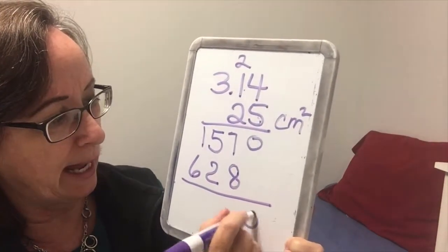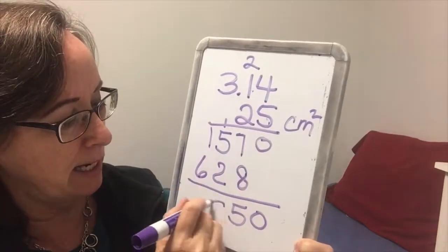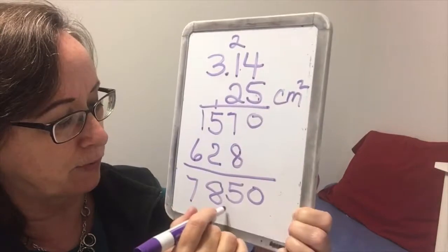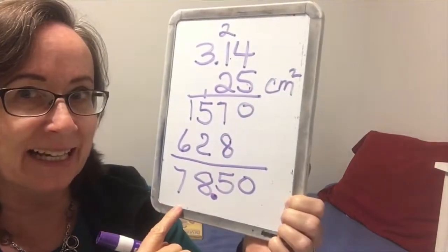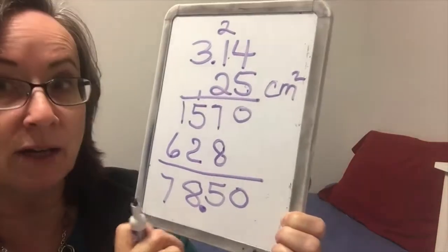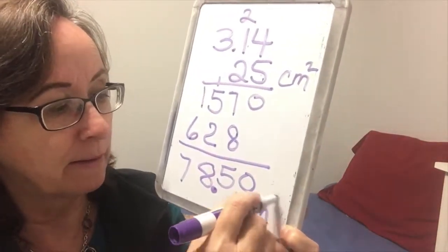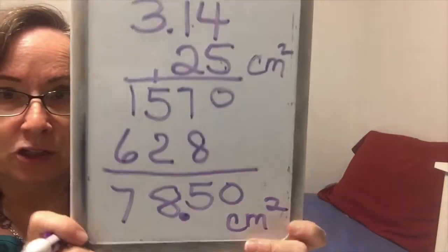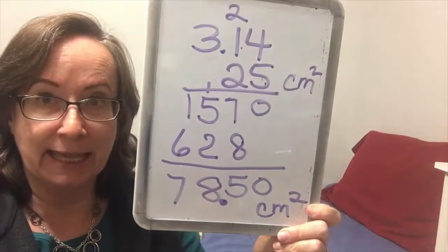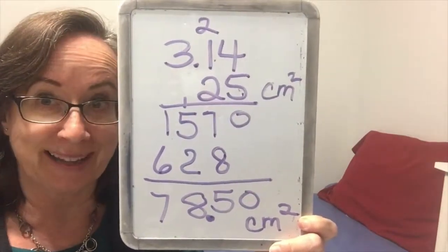And we're going to add 0, 15, 5, 6, 7, 8, and a 7, and 2 places for the decimal, and that answer, 78.50 centimeters squared. And that should be our area, okay? And it is. They have 78.5 centimeters squared in the book.